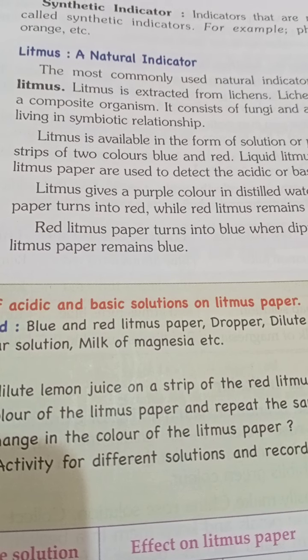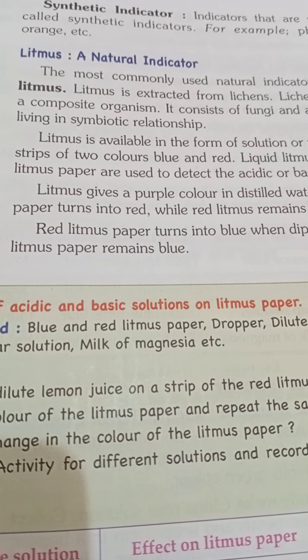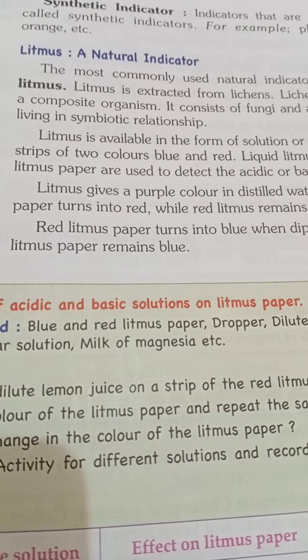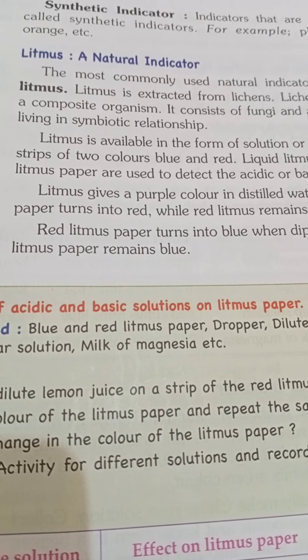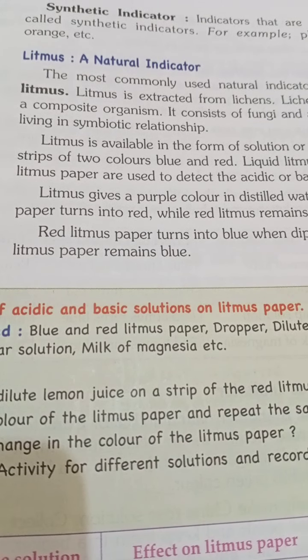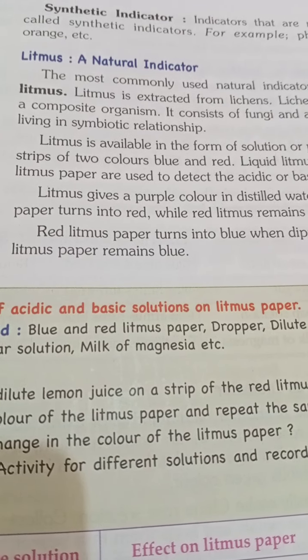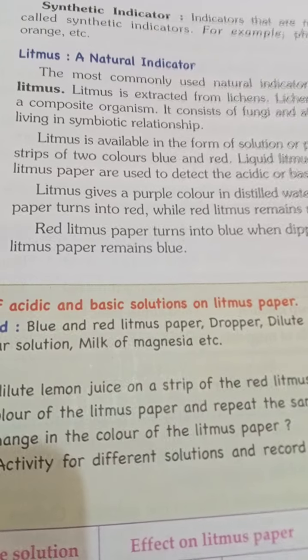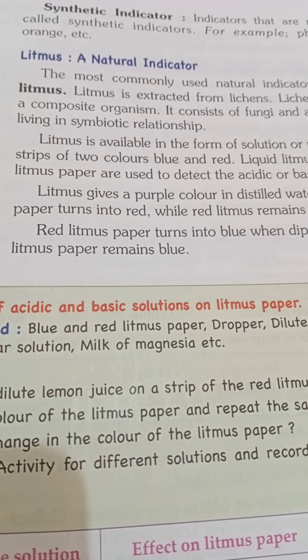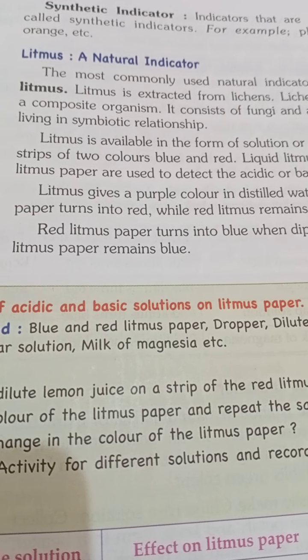Litmus gives a purple color in distilled water. Blue litmus paper turns red in acid, while red litmus remains red. Red litmus paper turns blue when dipped in base, and blue litmus remains blue.